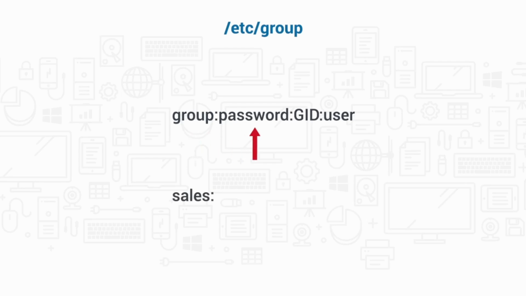The second field is the password field, which specifies a password for the group. This field is rarely used, and in most cases it'll contain an X, which means no password is set. The third field is the group ID number, or the GID. In this case, the GID is 33. And the last field is a list of users who are members of the group. In this example, you see that Zday and R. Nelson are both members of the sales group.